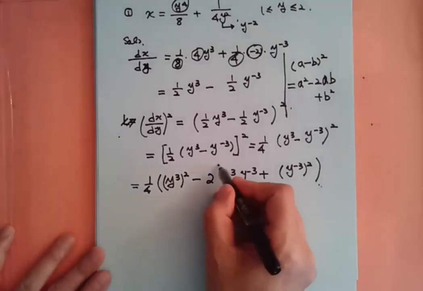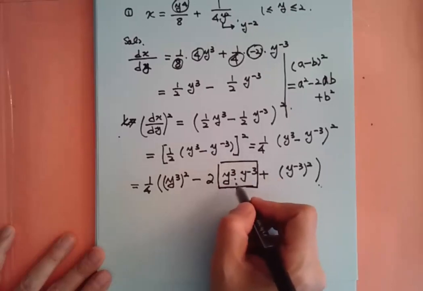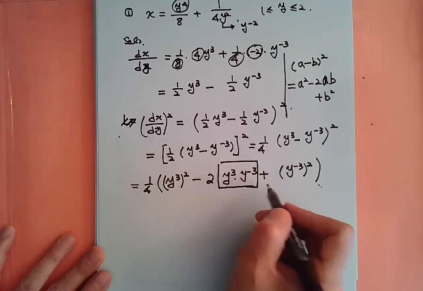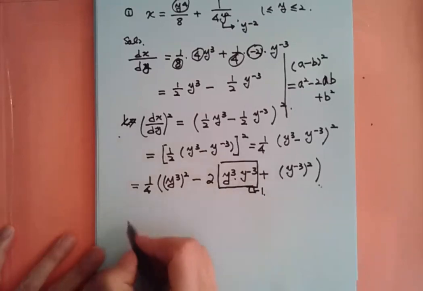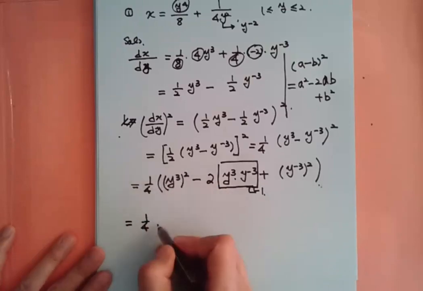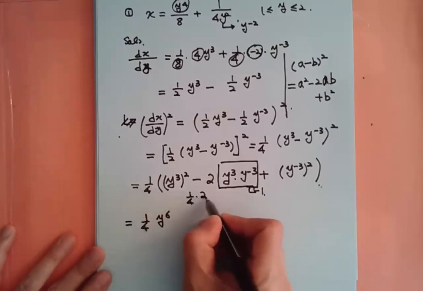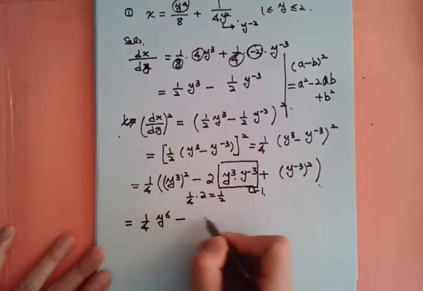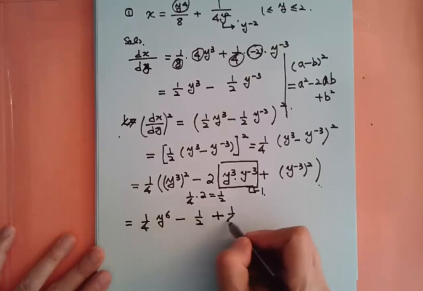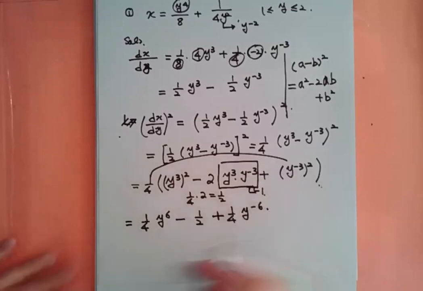So the first thing we can notice is they will cancel each other, because this is y cubed over y cubed. So that becomes 1. And when we distribute 1/4, and this is y to the 6th power, and 1/4 times 2 will make 1/2. So the second one will be 1/2 plus 1/4 y to the minus 6th power, right?